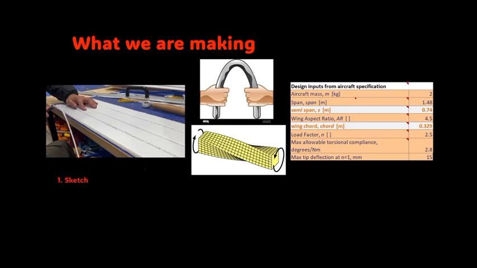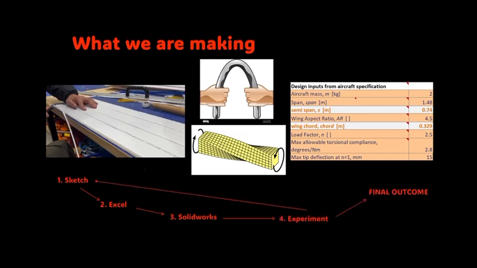The process starts from already made wings, and we adapt them by doing sketches with pen and paper. These ideas are then transferred to Excel to make spreadsheet calculations. Once everything is correct, we go do our design on SolidWorks. Finally, we experiment, repeat the process, and make iterations until fully optimized.